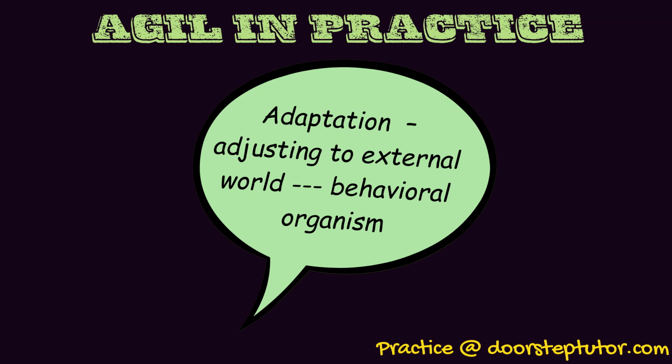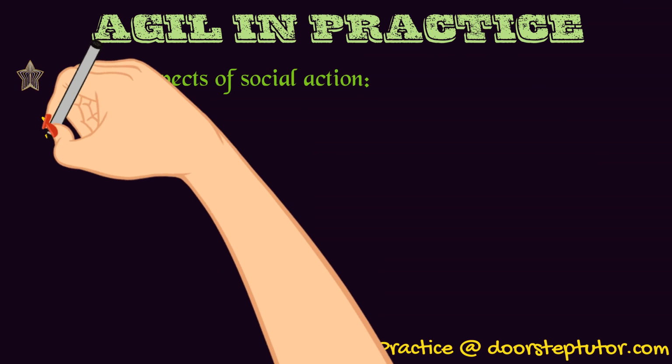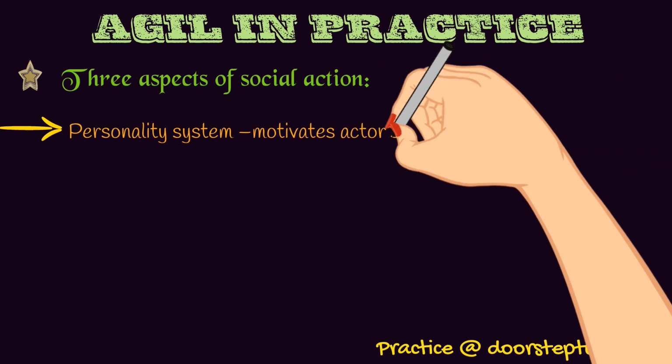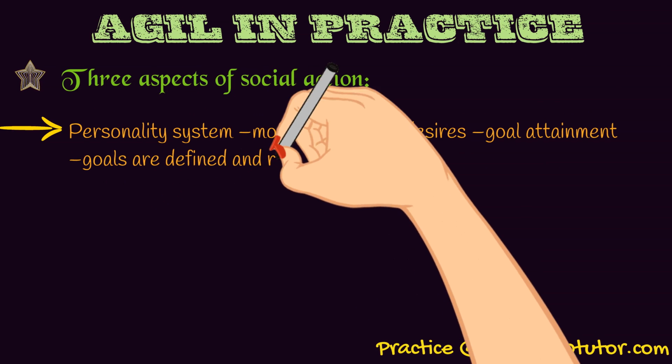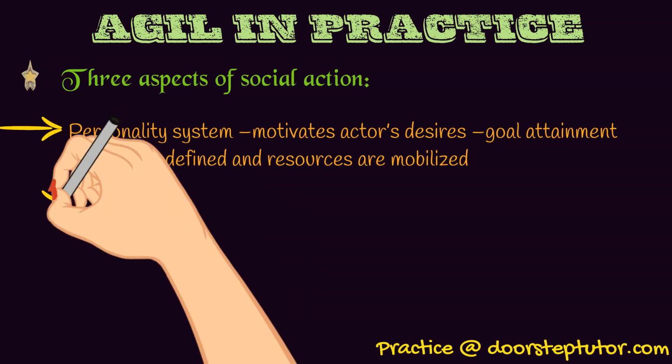Then coming to the next, goal orientation. So there is a personality system. What happens? Our desires are motivated. So we are the actors and our desires, they all have some kind of motivation. We have goal attainment and the goals are defined. The resources are also mobilized. For example, if the government decides that we are going to reach a certain GDP this year, so what do they do? They lay a plan, the goals are defined, and the resources are mobilized. This is how goal attainment is done.